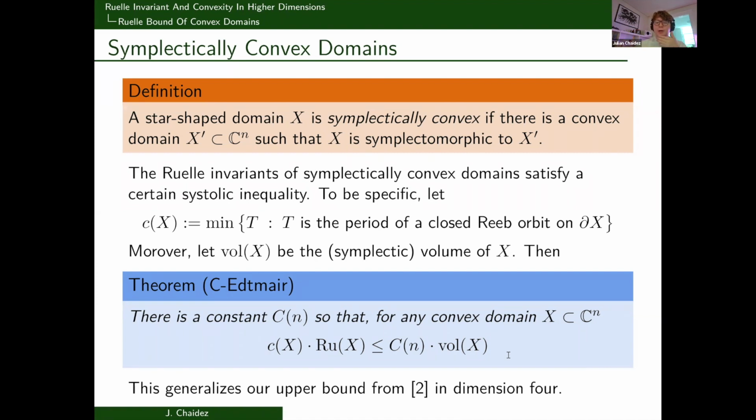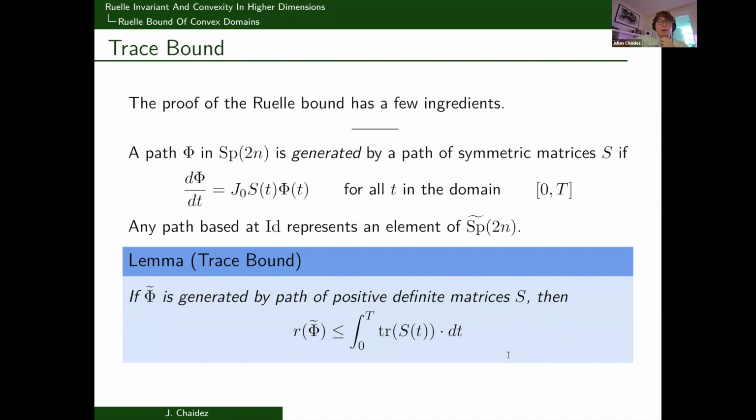So this inequality generalizes the upper bound from our previous paper from dimension 4 to any dimension. Okay, so there are a couple of ingredients to this theorem. I'll go through the three main ones right now. I'm not actually going to go through the proof in detail. I'll just discuss basically the main points.